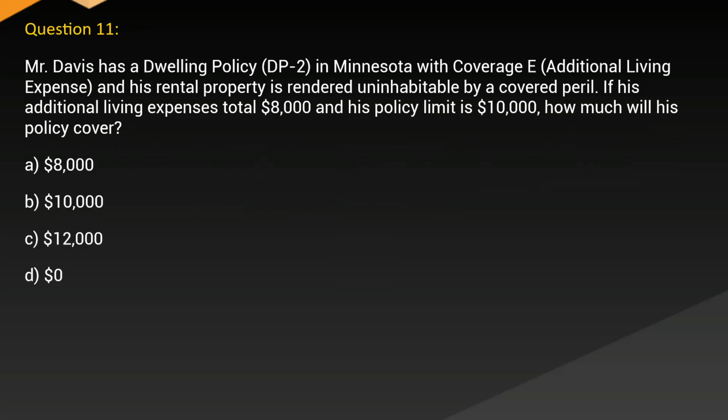Question 11. Mr. Davis has a dwelling policy D/2 in Minnesota with coverage E. Additional living expense, and his rental property is rendered uninhabitable by a covered peril. If his additional living expenses total $8,000 and his policy limit is $10,000, how much will his policy cover? A. $8,000. B. $10,000. C. $12,000. D. $0.